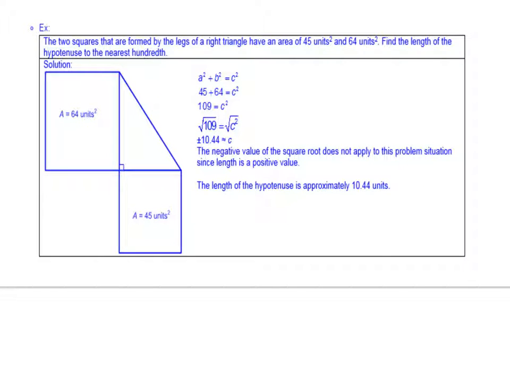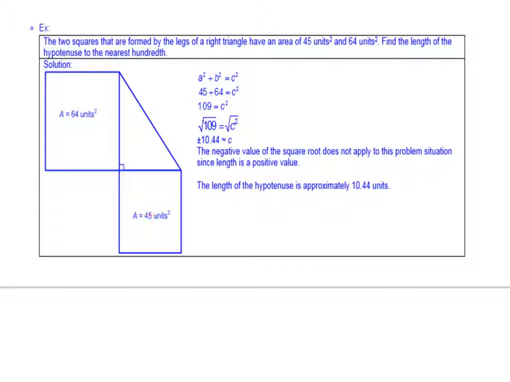Okay, let's take a look at an example. In this particular example, we have two squares that are formed by the legs of a right triangle, and notice this one says 45 units squared, the other says 64 units squared, and they ask us to find the length of the hypotenuse. Well, they have already squared a and b for us, so the only thing we have to do is add. First, put your formula: a squared plus b squared is equal to c squared.